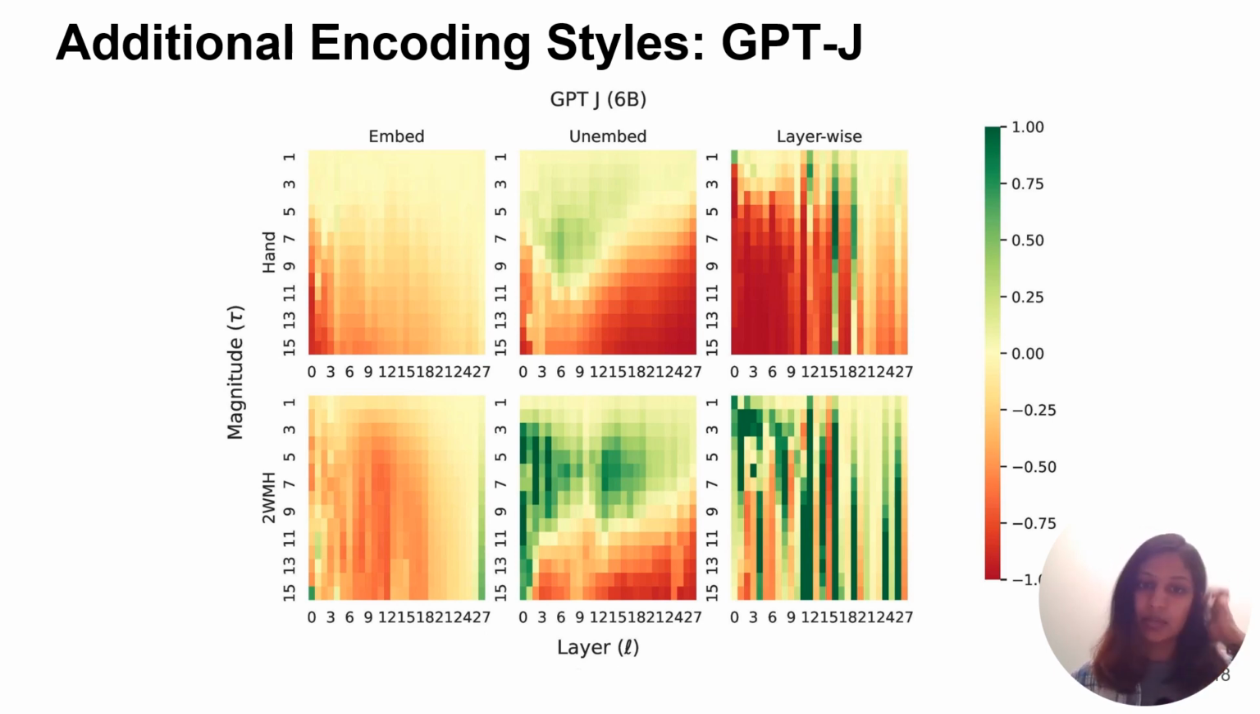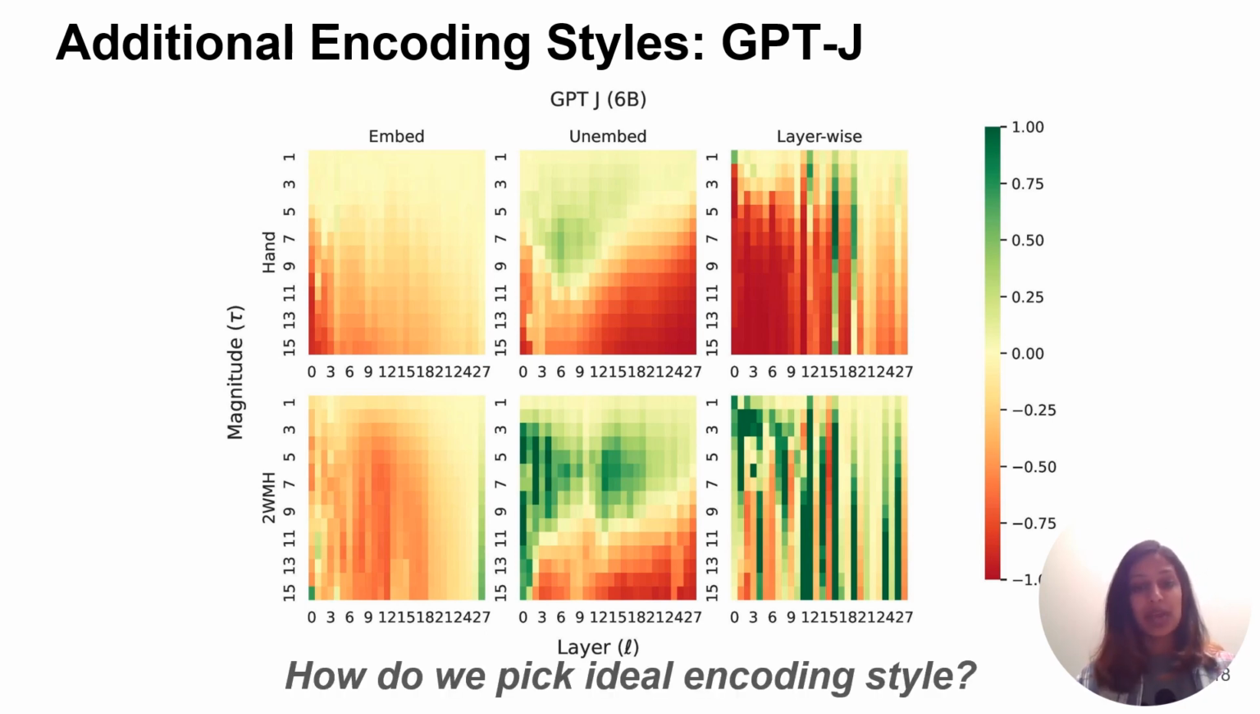Additionally, it seems that unembed and embed once again more closely resemble each other, but not exactly, and that embed and unembed seem less resilient to changes in magnitude compared to the layer-wise. Now, the question remains, how do we pick an ideal encoding style since we have 3 to choose from?